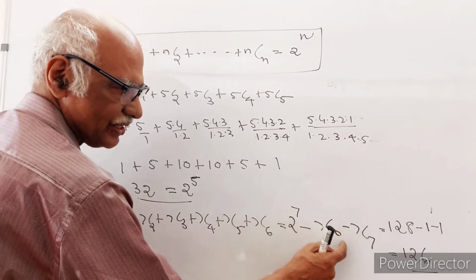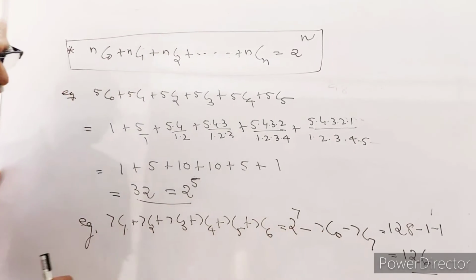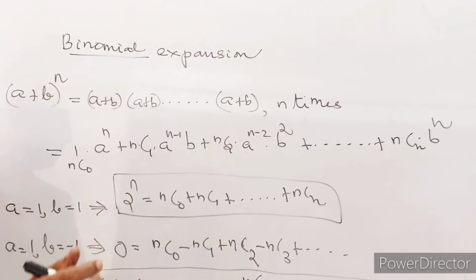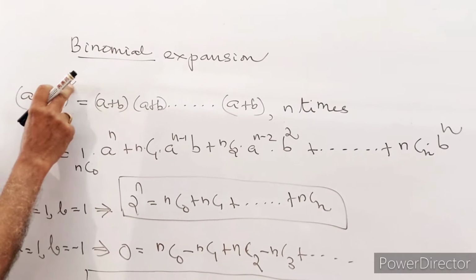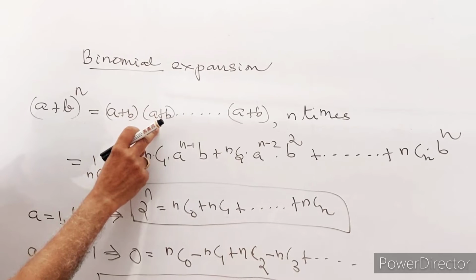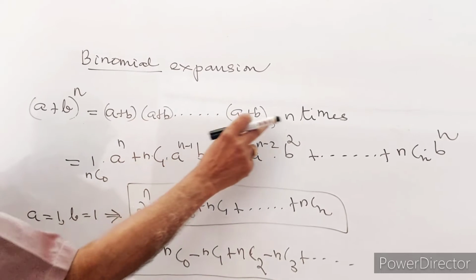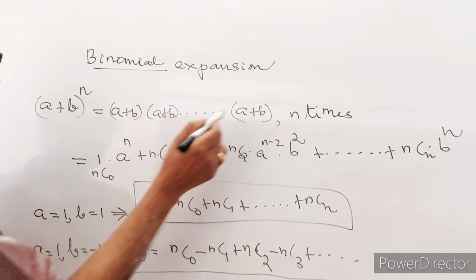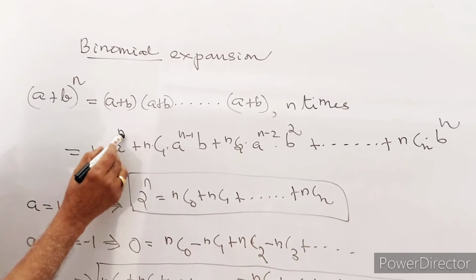7C7 is 1, and 7C0 is 1. We consider binomial expansion. (a + b) raised to n means (a + b) into (a + b) into (a + b), etc., repeated n times. Now if you take a from every bracket, you get a raised to n.